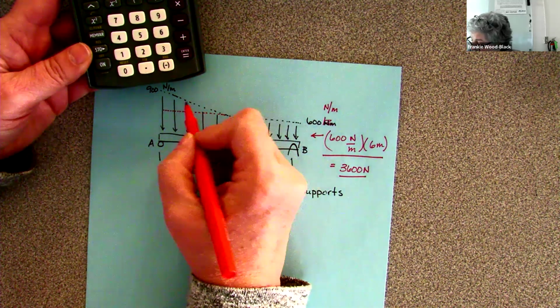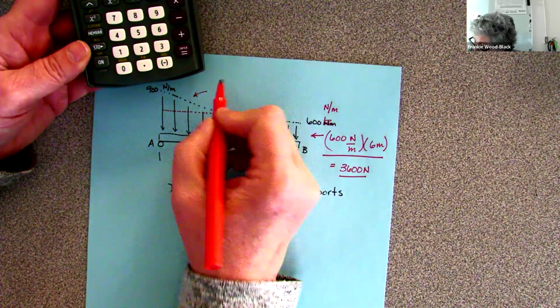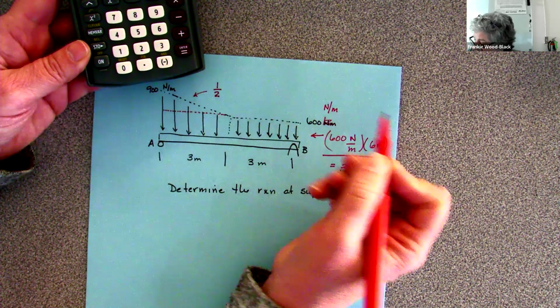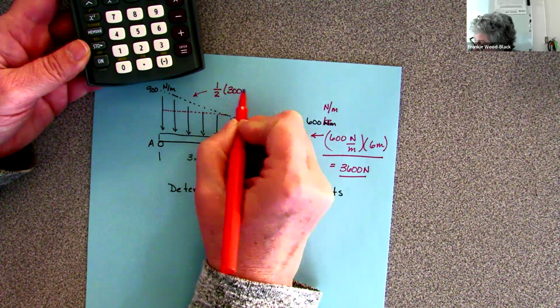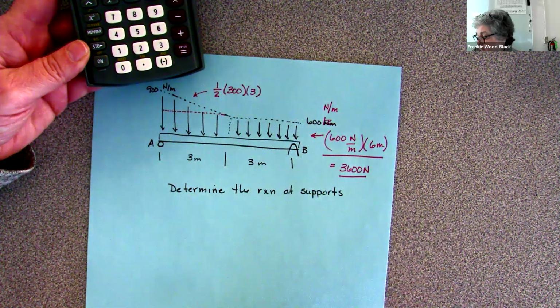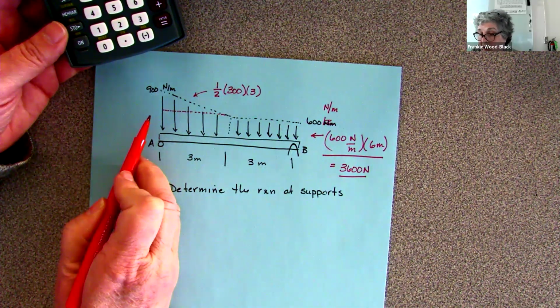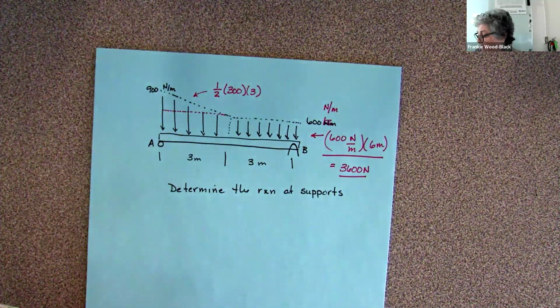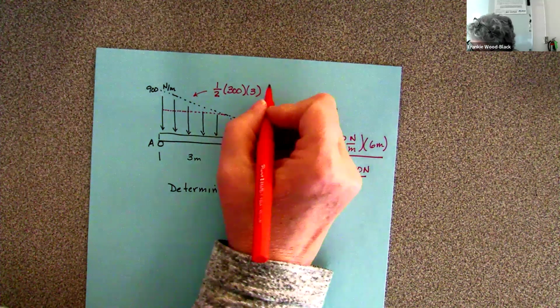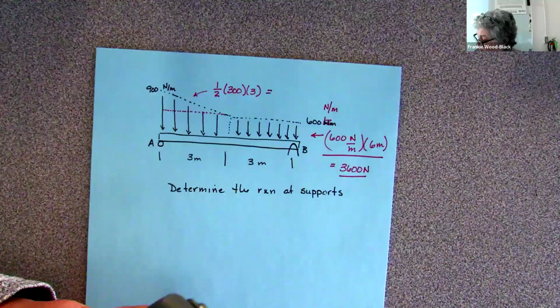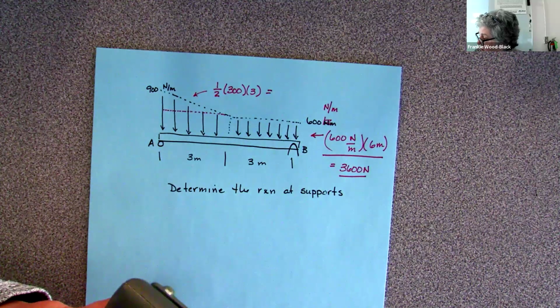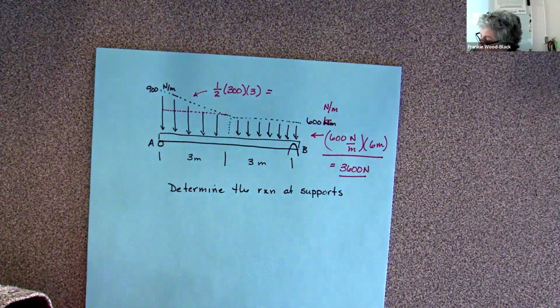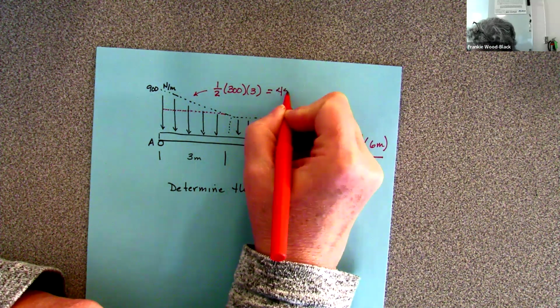We also know that this one, when we calculate it, is going to be 1/2 times 300 times 3 for that load, because that's a triangle, right? That's going to be 900 divided by 2, should be 450. Let's do it: 3 times 300 divided by 2. It's 450. I was right the first time.